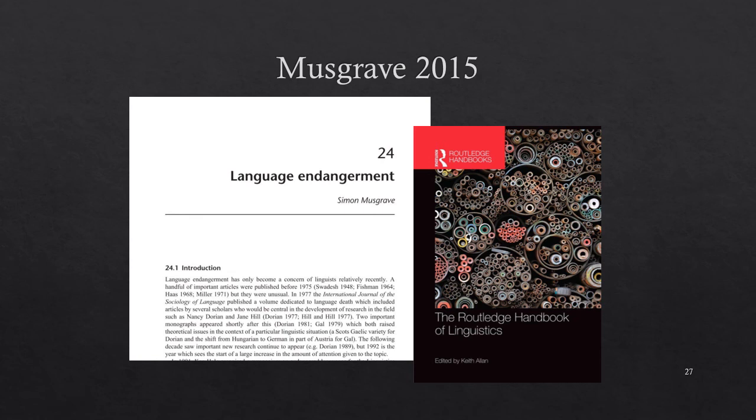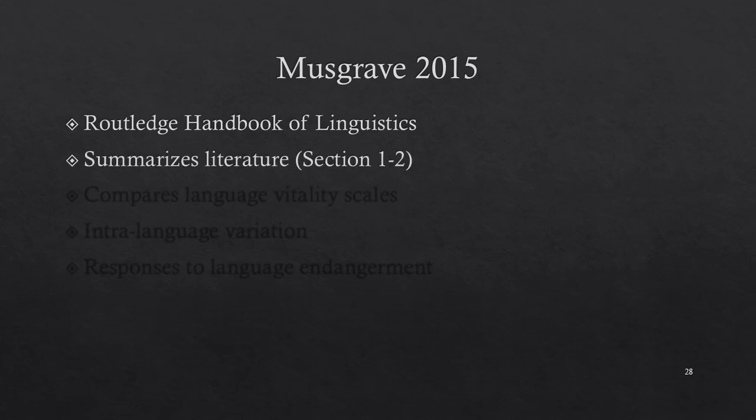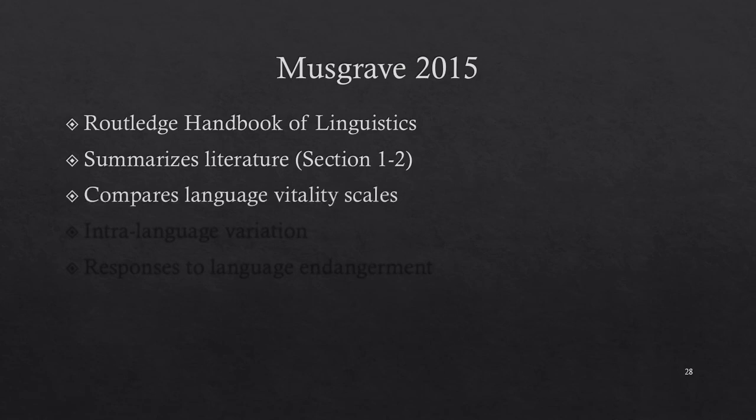Our final reading is a summary of many of these papers from Musgrave, 2015, an article in the Routledge Handbook of Linguistics on language endangerment. Musgrave provides a helpful summary of much of the literature that we've just discussed in the first two sections of the chapter, and then goes into some detail on comparing language vitality scales. So it looks at some of the scales that are used in these different analyses and explains the differences and similarities.